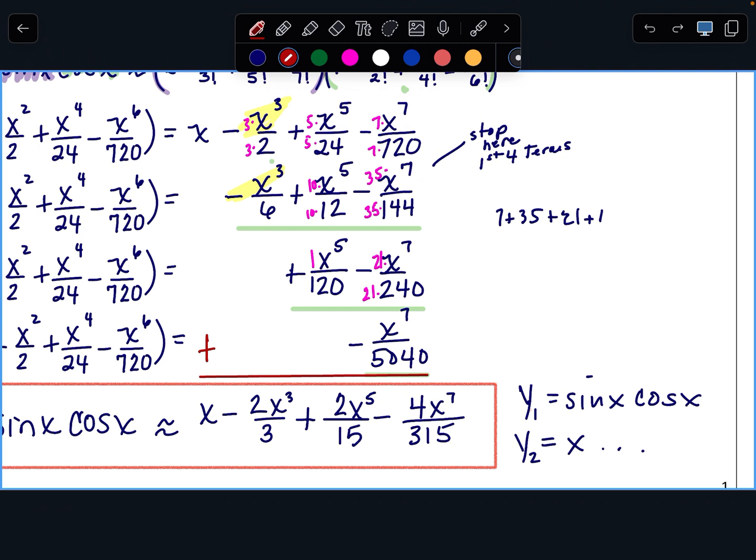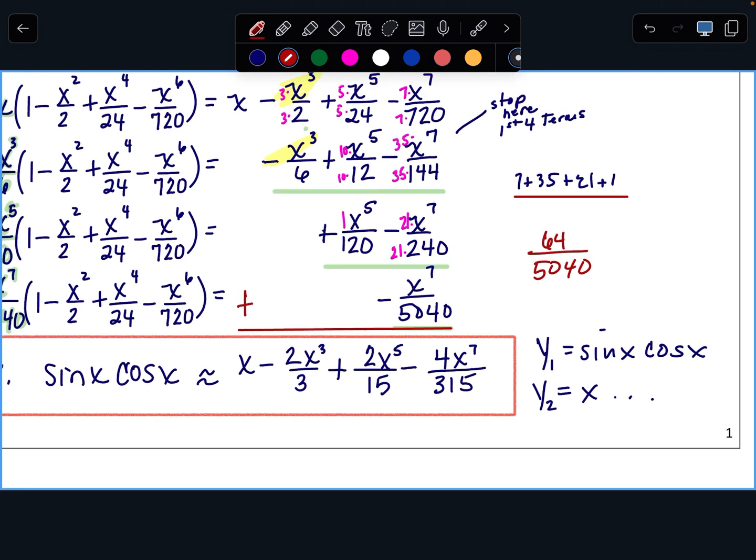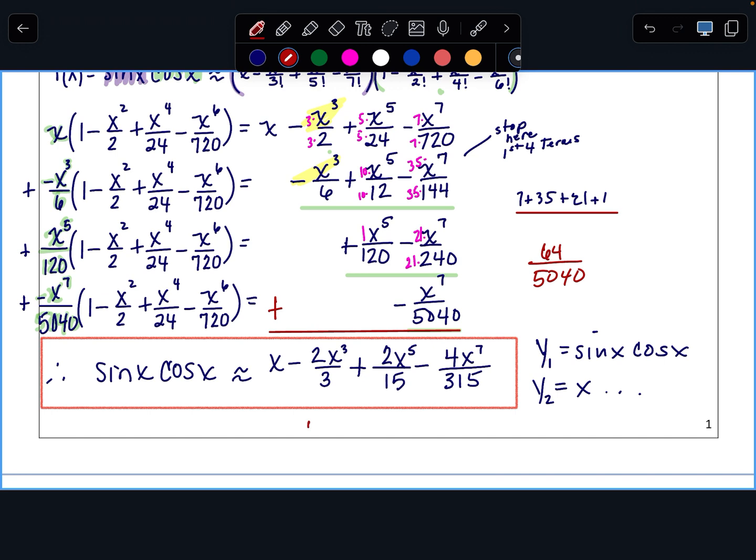So now you're going to add the coefficients of the x to the 7th, and it turns out that you get 7 plus 35 plus 21 plus 1. And then you would simplify that. What do you get? 42, 62, 63, 64 over 5040, and then you would simplify that to 4 over 315, x to the 7th. And there's your answer.